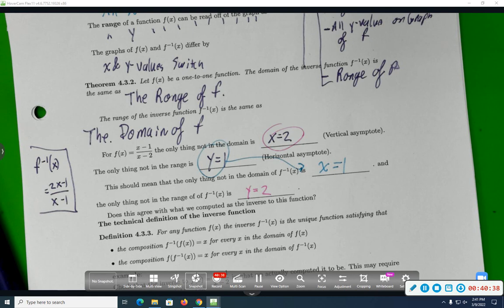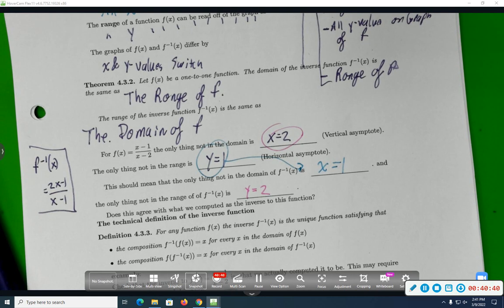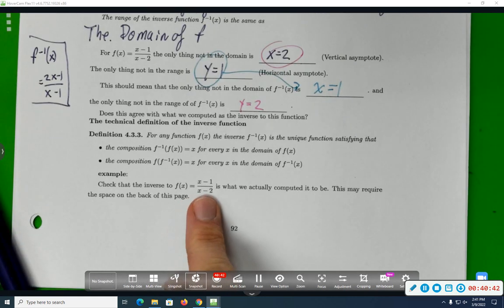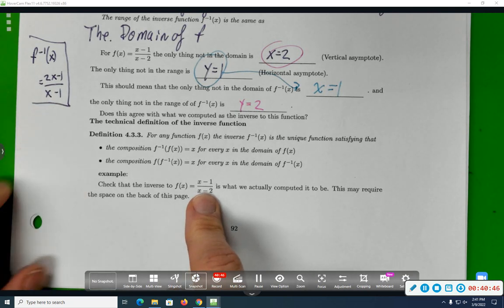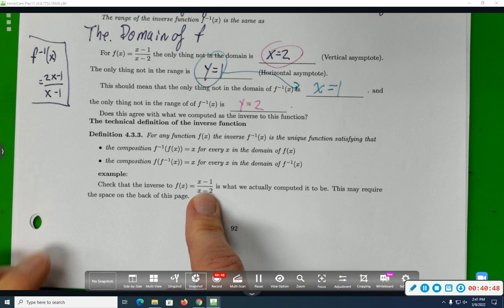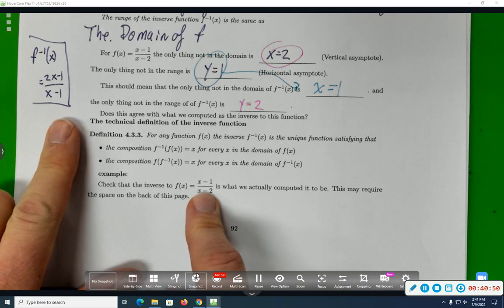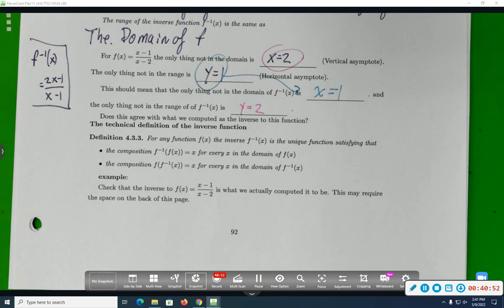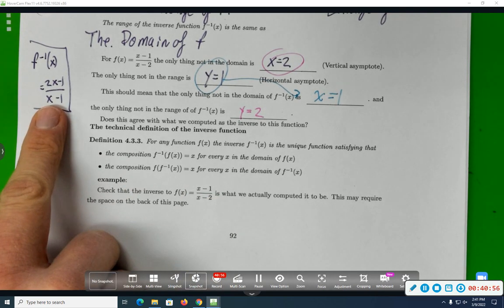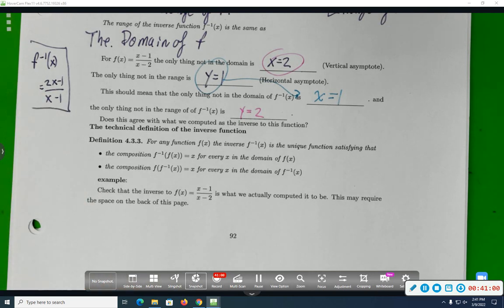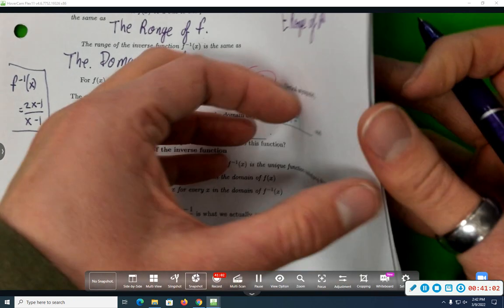So if we actually believe that the inverse of this function is that, we need to be able to check those two compositions and see that they both give x. So on the next page, what are we going to do? We are going to check that this function actually has this as its inverse. So let's go ahead and do that. (2x minus 1) over (x minus 1).